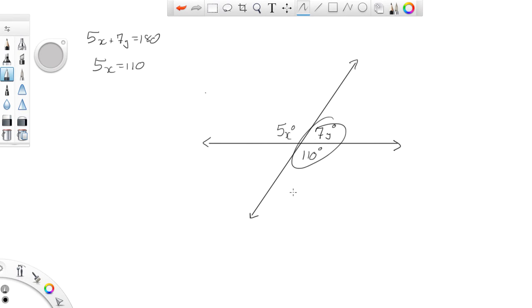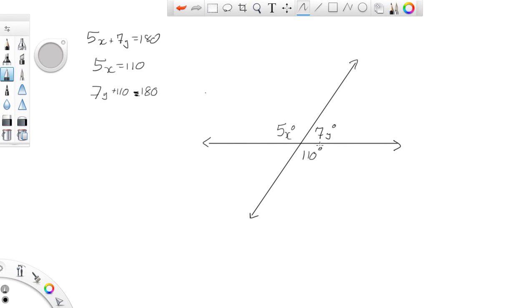Also, we can see, if we tilt our heads and look, that these two angles are also supplementary. So I know that 7y plus 110 degrees equals 180. So there are three equations based off of these.